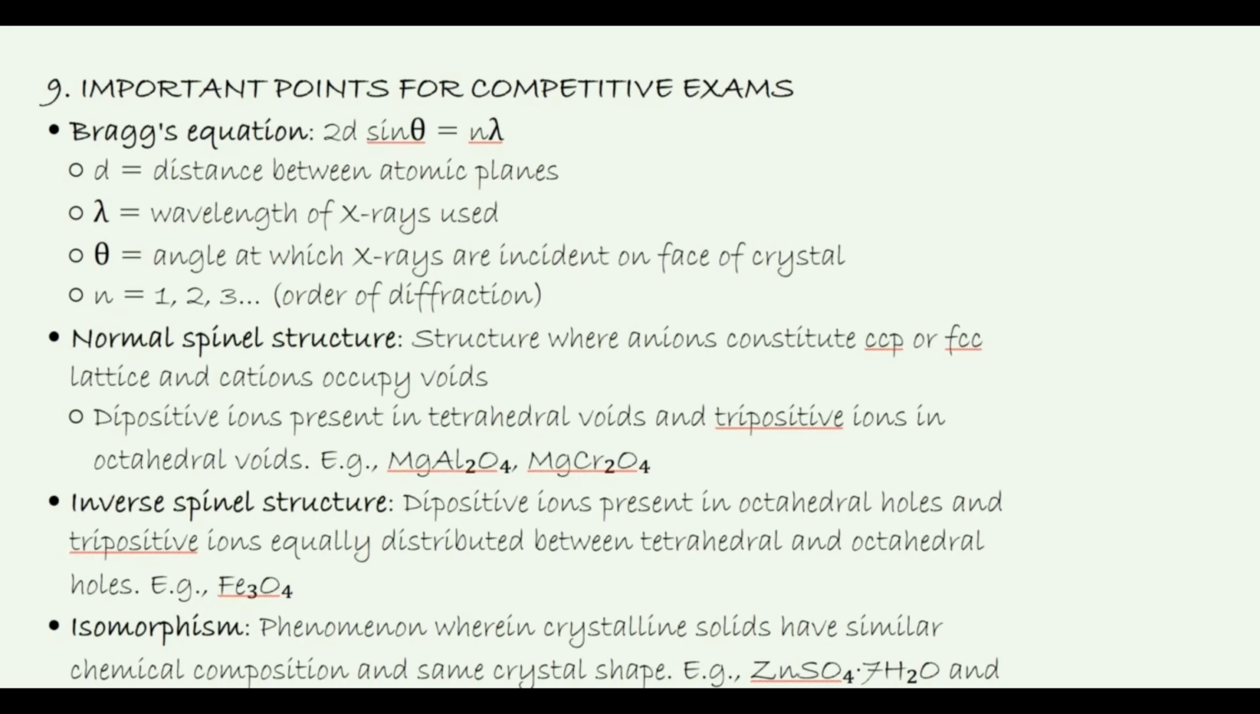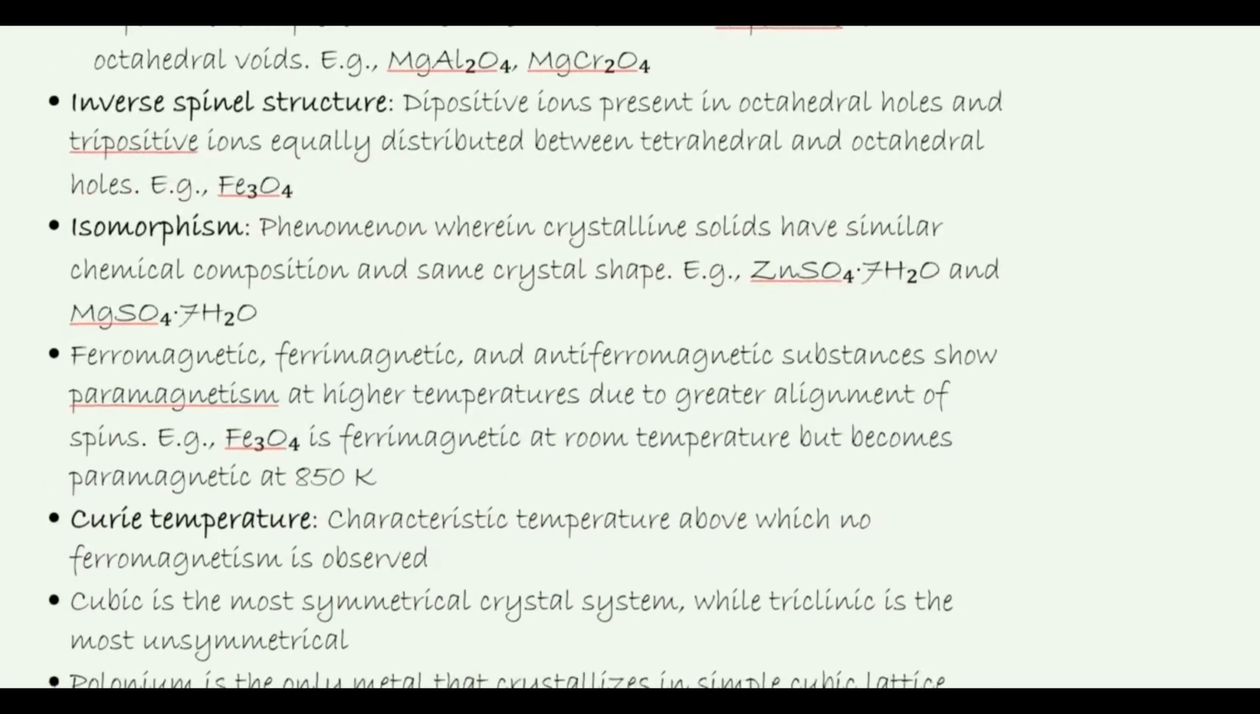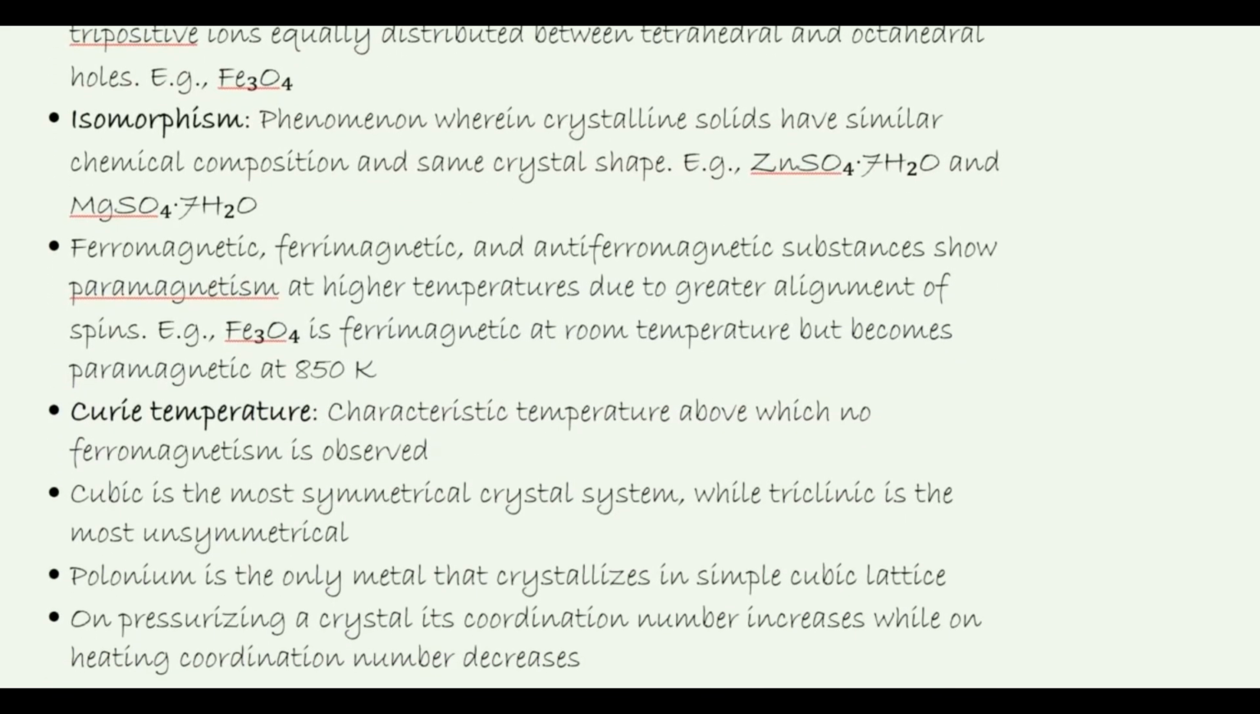These are some important formulas: spinel structure, reverse spinel, and isomorphism. Curie temperature is a characteristic temperature above which no ferromagnetism is observed. This can be asked as a question. Then, cubic is the most symmetrical system, whereas triclinic is the most unsymmetrical system. These are the one-liners of the memory-based questions.